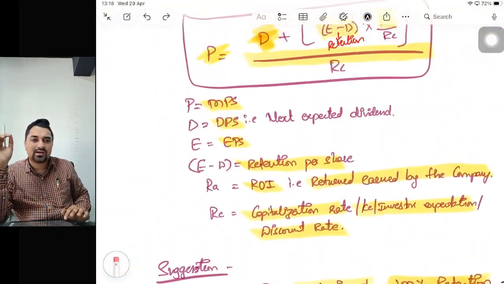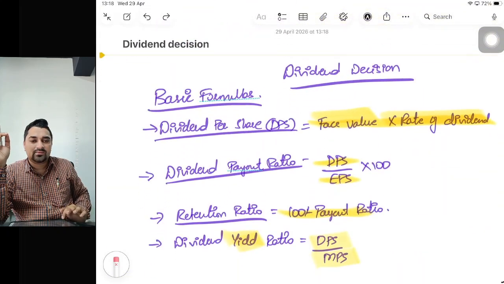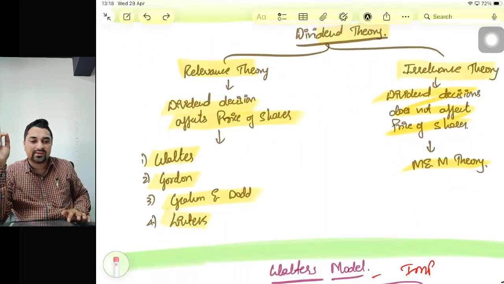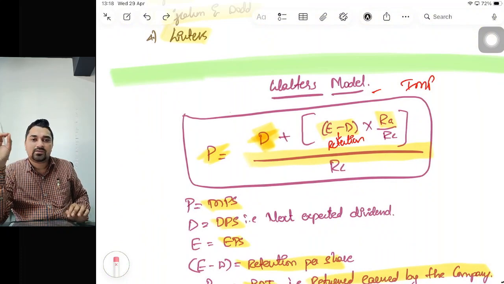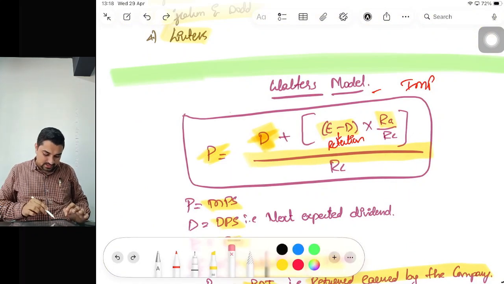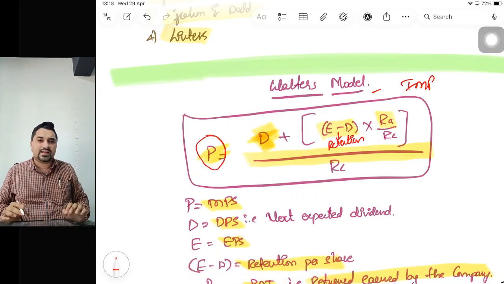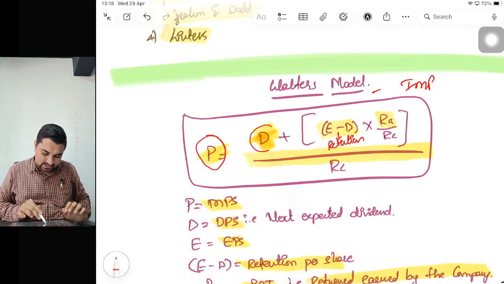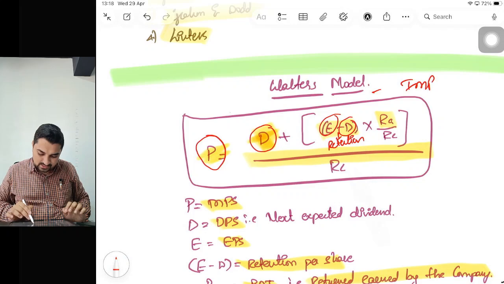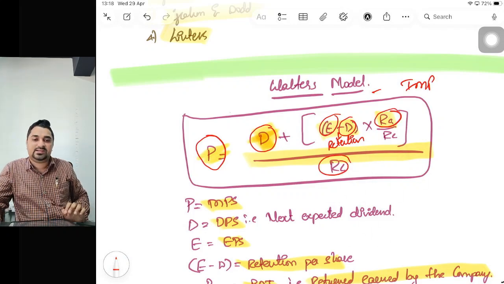Since it is a formula oriented chapter, the examiner will not necessarily ask you the left hand side of the formula. Any one of the variables might be asked in the question. So instead of asking P, for example, the examiner may directly give you P and ask you to calculate either D or E or RA or RC. Understood? Since these are formula oriented, any of the variables may be asked in the exam, and you should be able to answer.